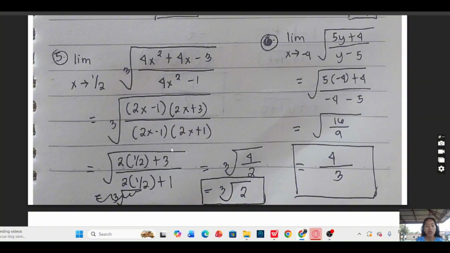And as you can see, again, we have the same term, 2x minus 1, in the numerator and the denominator. So what are we going to do? We are going to cancel that out. So we will be left with 2x plus 3 as our numerator over 2x plus 1 as our denominator. So our next step is to substitute 1/2. We substitute the x variables with 1/2.